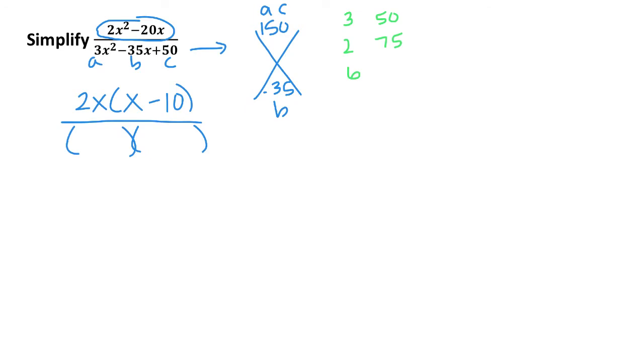6 times 25. That doesn't work. There's no way to add those to get 35. 5 times 30, those we can work with. We can multiply 5 times 30 to get 150, but if we make them both negative, we still get positive 150 when we multiply them, and when we add them, we get negative 35. Okay, so then I can go to the area model.